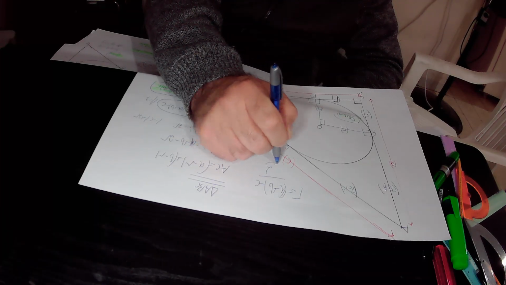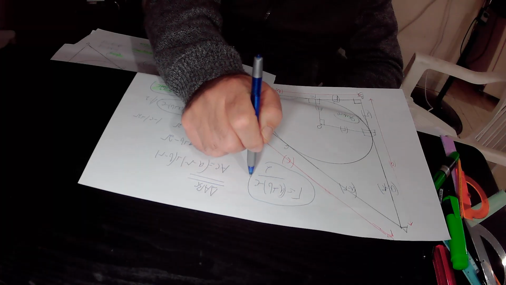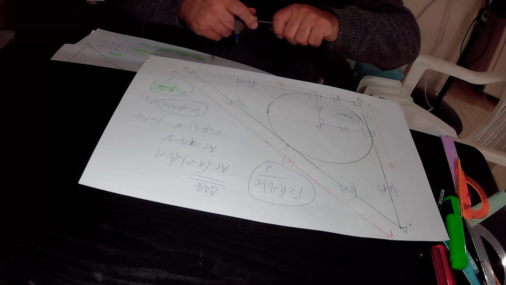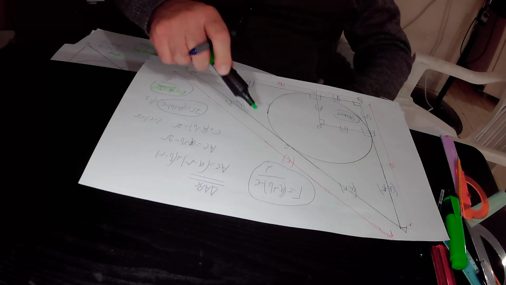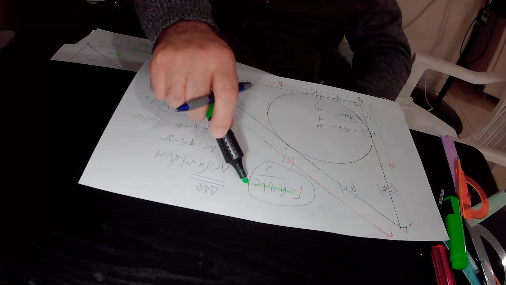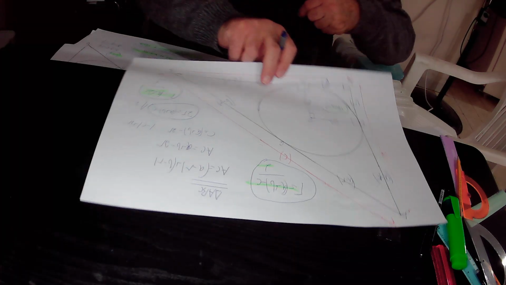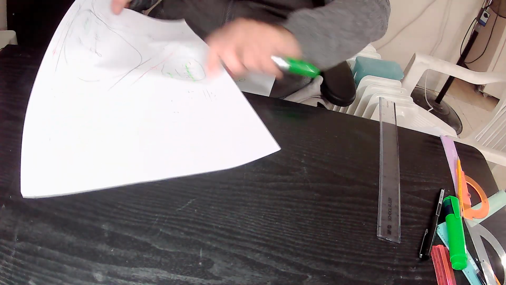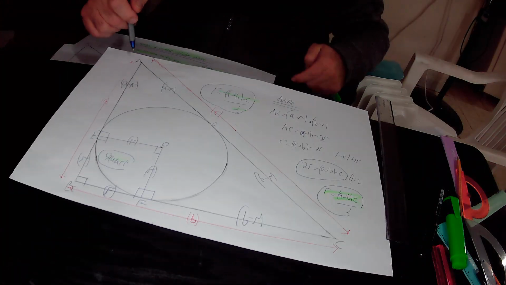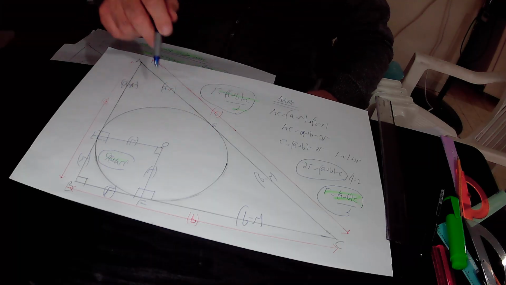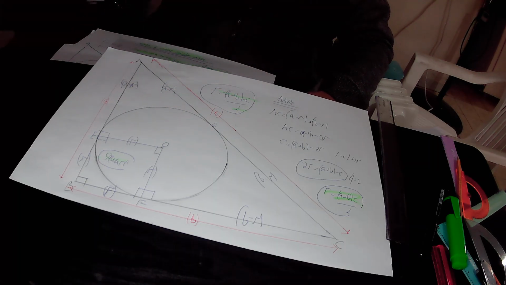So we say in general that the radius of any circle inscribed in a right triangle equals the sum of the two perpendicular sides of the right triangle minus the length of the hypotenuse, over 2. That is to say, A plus B minus C over 2.